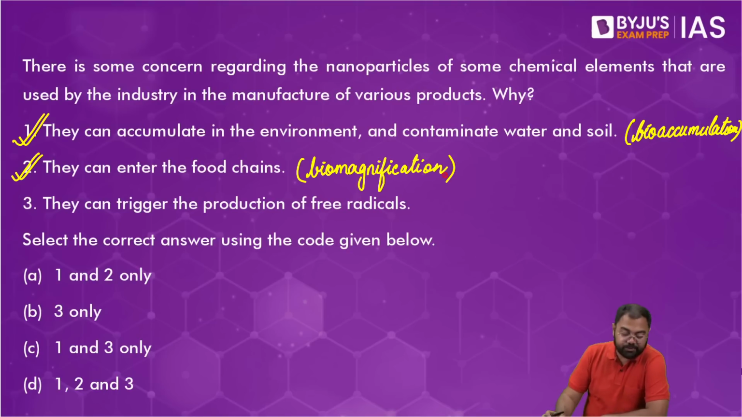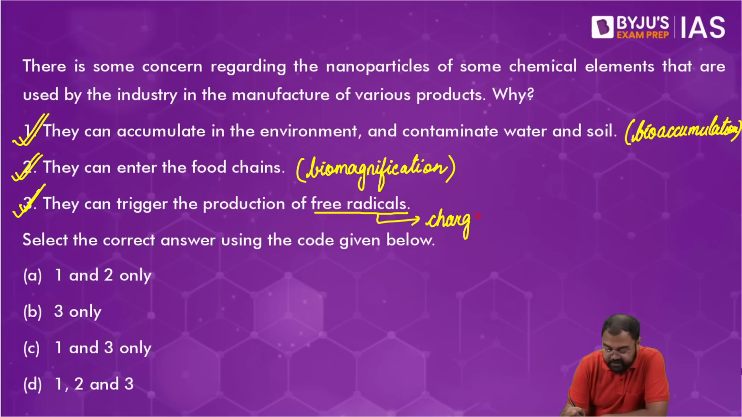They can trigger the production of free radicals. Is this correct? Even this is correct. Free radicals, in simple terms, are charged particles. Now these charged particles are many a times there in the body, and they are harmful, I mean, if they are in higher amounts, they are harmful.